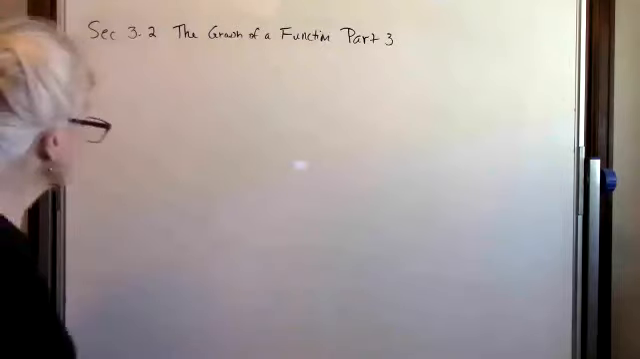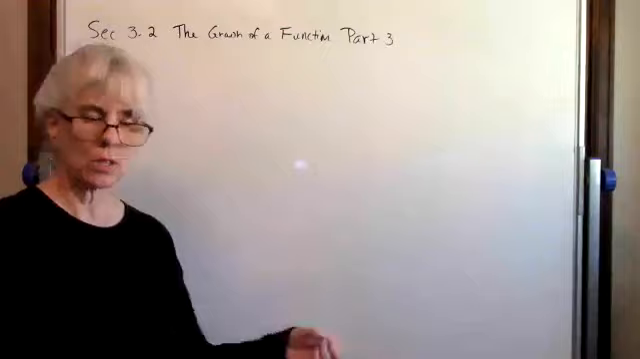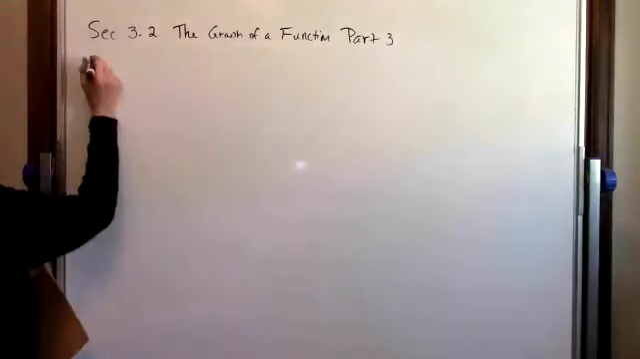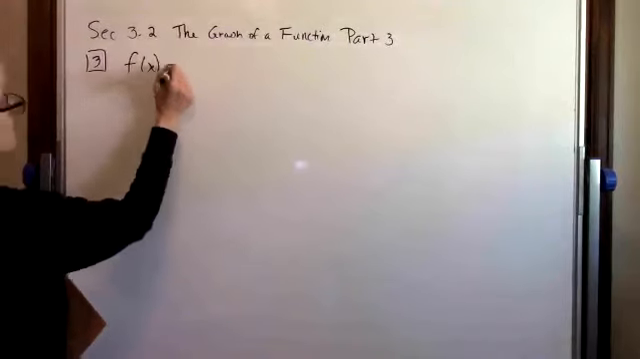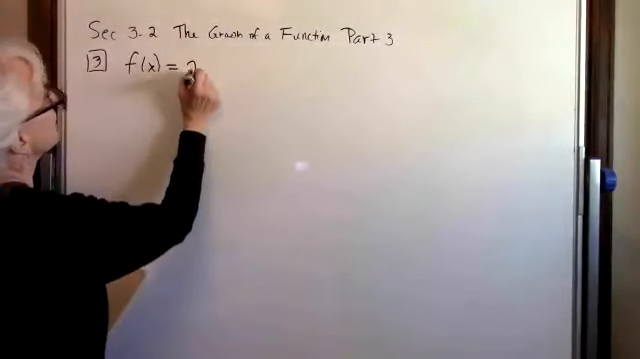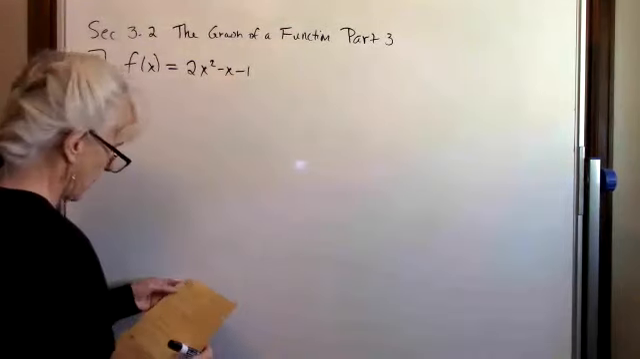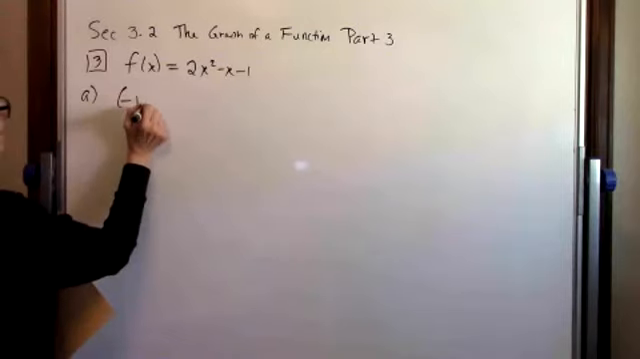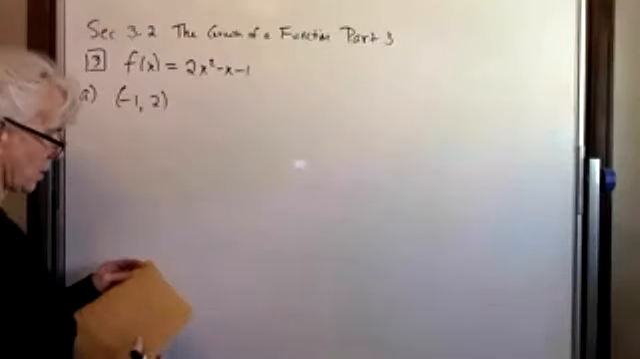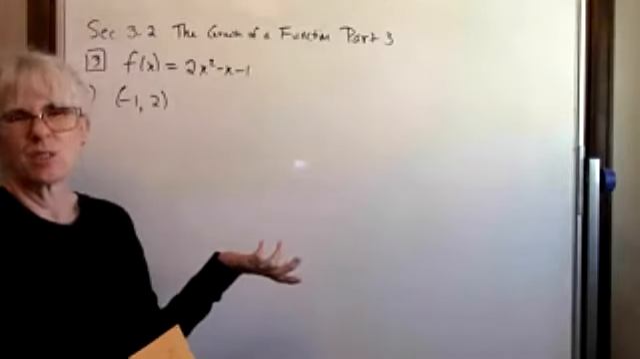So in part 3 of section 3.2, we're going to switch gears and go back to the equation of a function. This is example 3 on the handout. It says we're going to let f of x equal 2x squared minus x minus 1. And part A is asking, is the point -1, 2 on the graph of that function? So if we were to graph that function, would this point be on the graph? It's a yes or no kind of question.